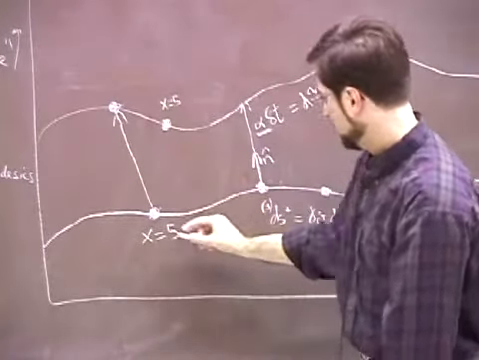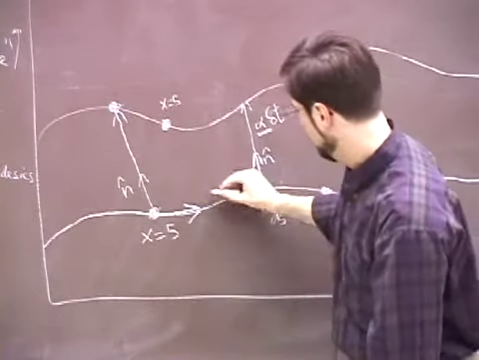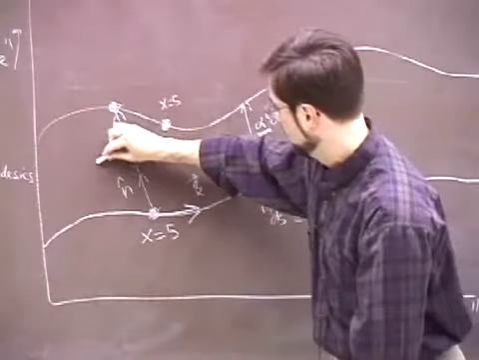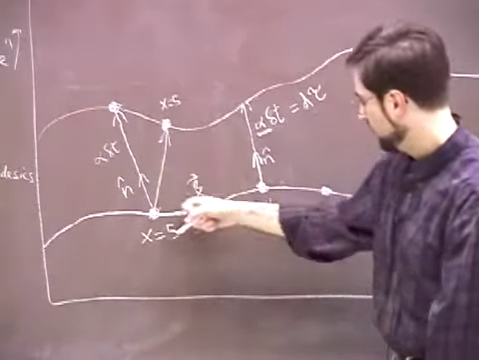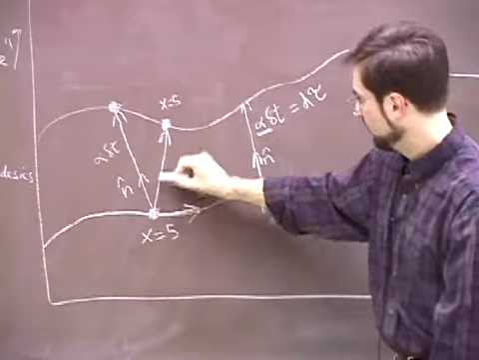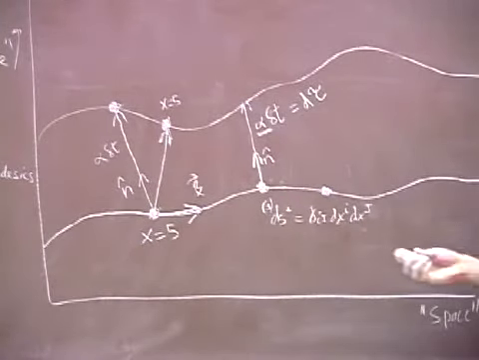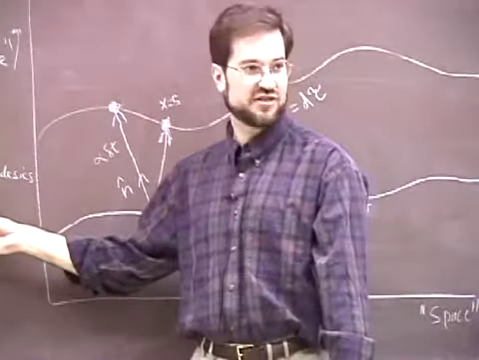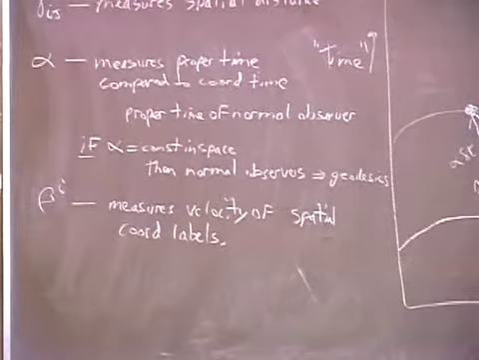And the way that you parameterize that is, if this is your normal vector here, this is your shift vector, this is alpha t, then this shift vector just is an extra vector that's added so that it gives you a vector that will go from x equals 5 here to x equals 5 here. So just think of it as the velocity of your coordinates. And it's often useful to have such a thing, to make your coordinates move with respect to normal observers.